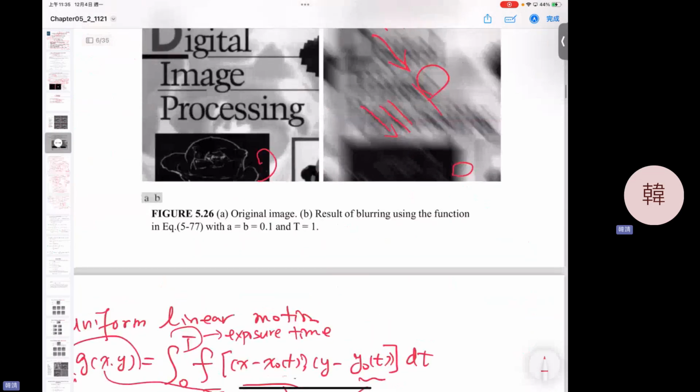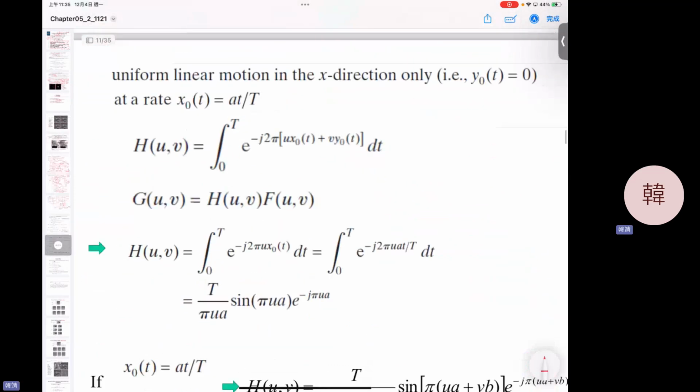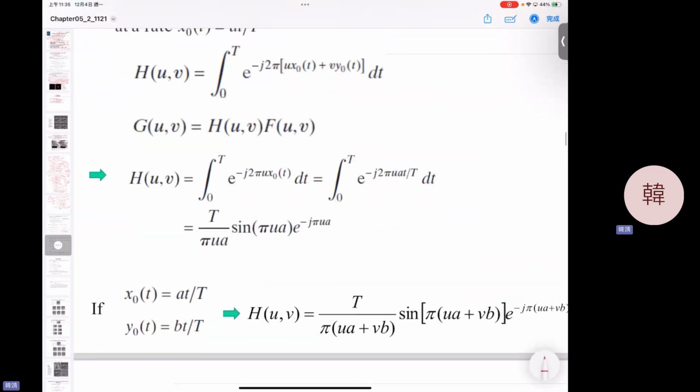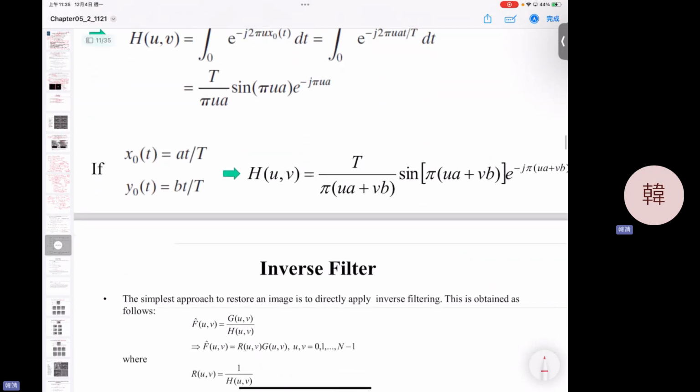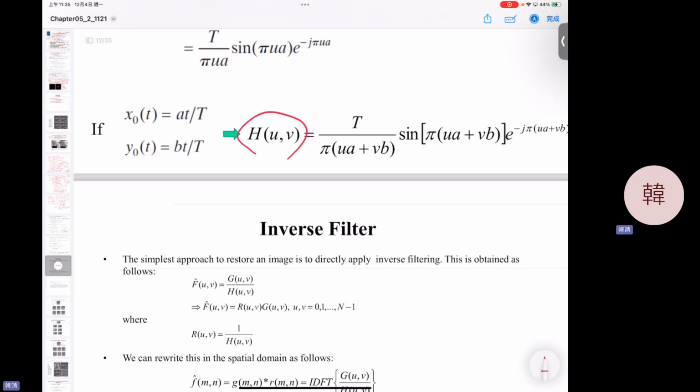Let's see uniform linear motion. I already typed it in here, so please look at this one. So the result is motion blur. We have three different approaches to evaluate your H(u,v). Please see which approach is suitable for your application.